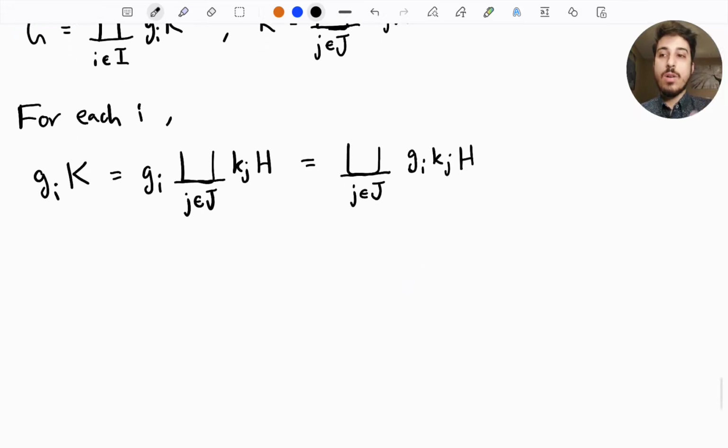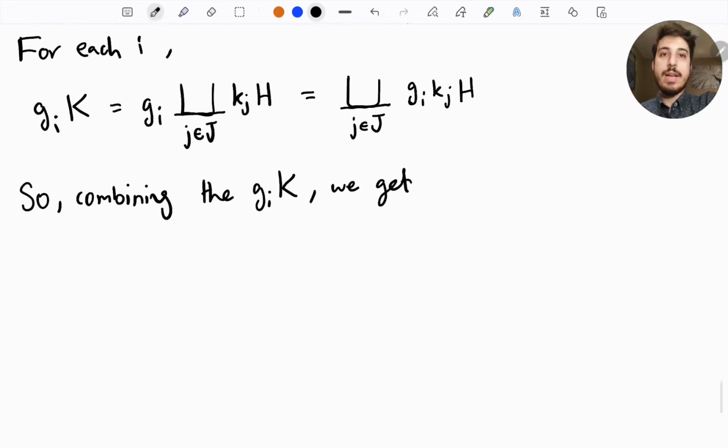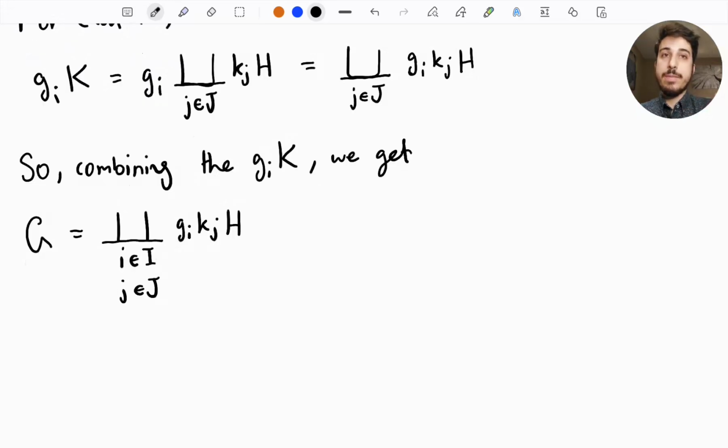So what if we combine all of the g_i K? Combining all of the cosets of K, we get that the group G is equal to the disjoint union, with i going through I and j going through J, of g_i k_j H. So basically, since we said for every i in I, we have a set of cosets g_i k_j H, then if we combine it for the number of i's, we get this total thing, which equals G.